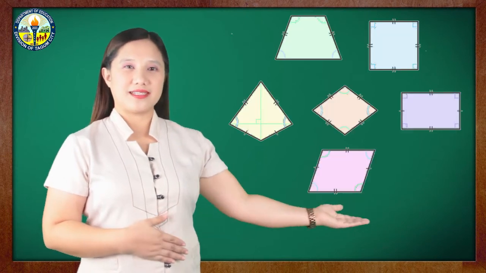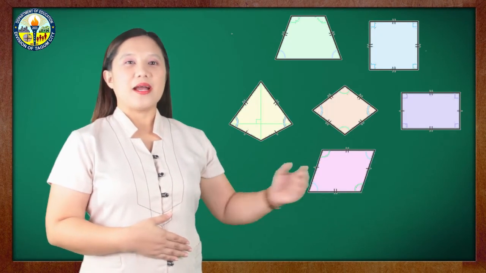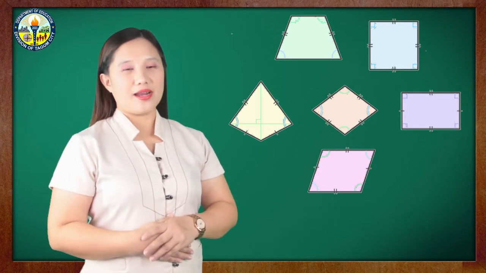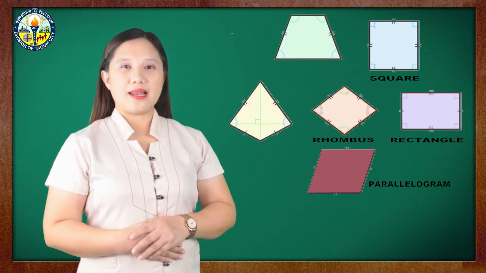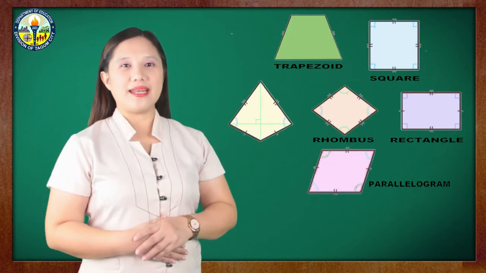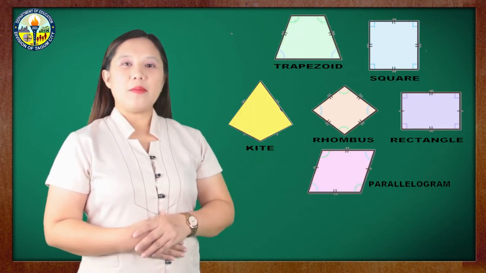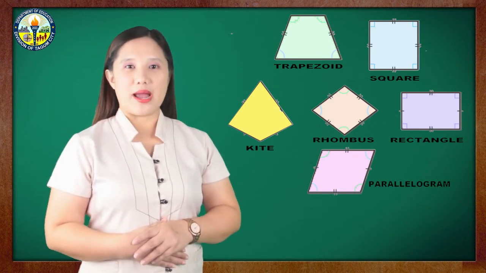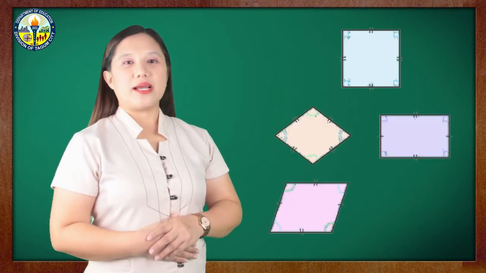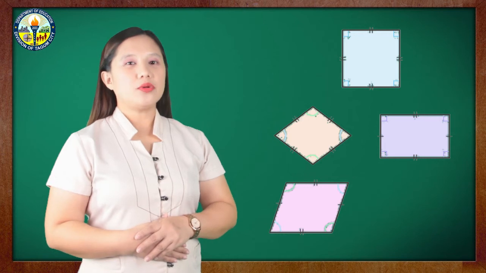Can you identify what figures are these? Correct! The shapes are rectangle, square, rhombus, parallelogram, trapezoid, and a kite. Among the figures, can you classify the family of the parallelogram? Yes, exactly. These are the rectangle, square, and rhombus.